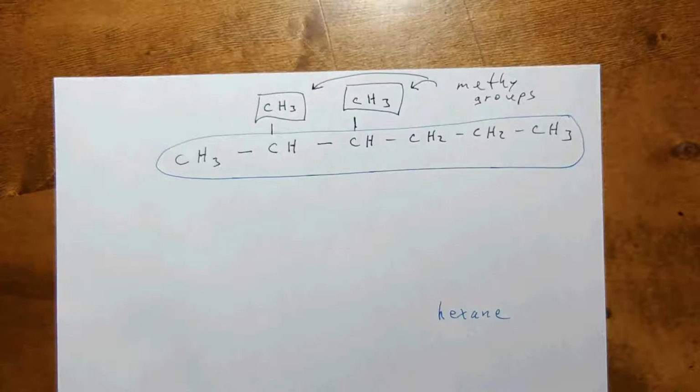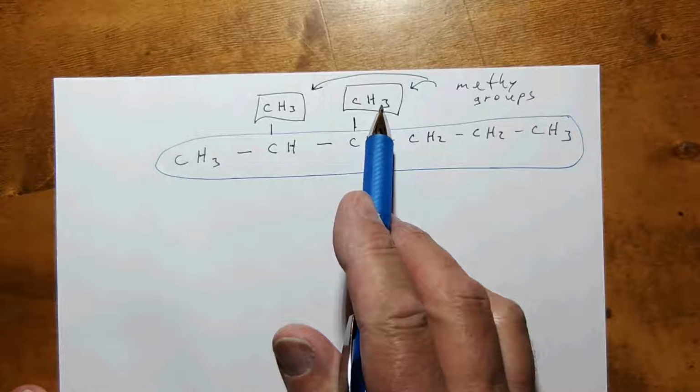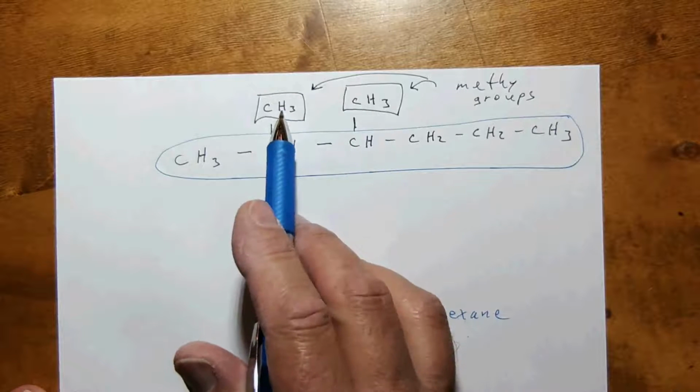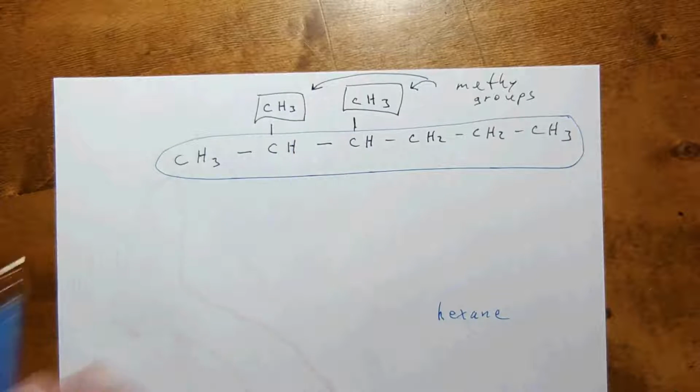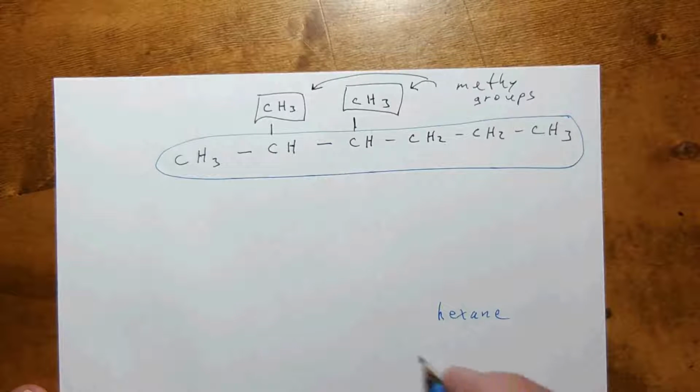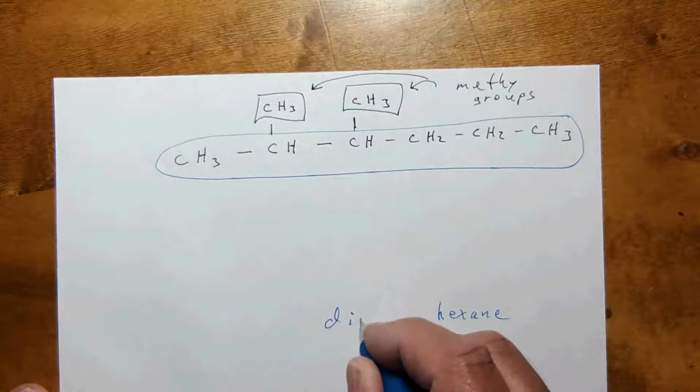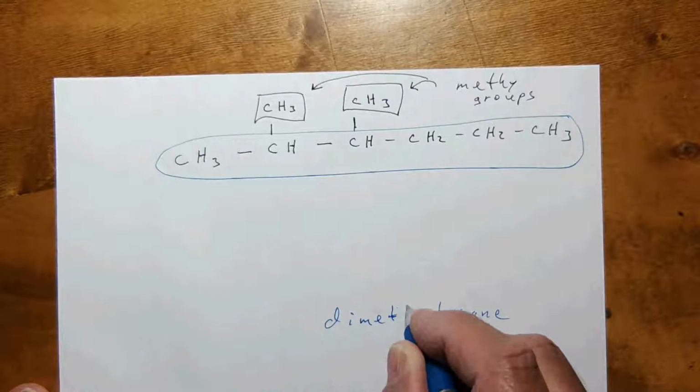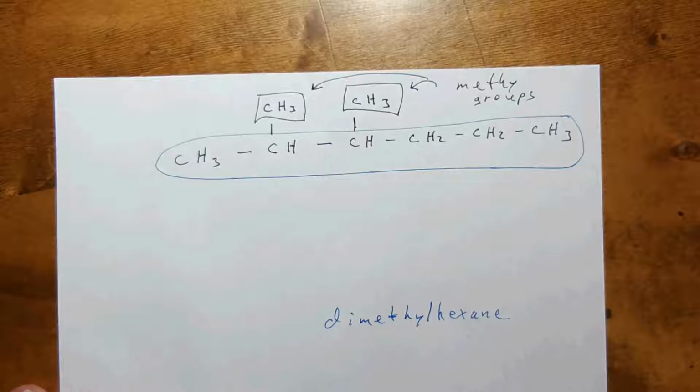Now, some people, when they first start doing this, want to say, oh, 2 carbons, we'll call that ethyl. No, no, no. It's a methyl group and another distinctly different methyl group. Now, the way you're going to name this is dimethyl. So this is going to be dimethylhexane. Di, of course, means 2. We have 2 methyl groups, hence we're going to name it dimethylhexane.